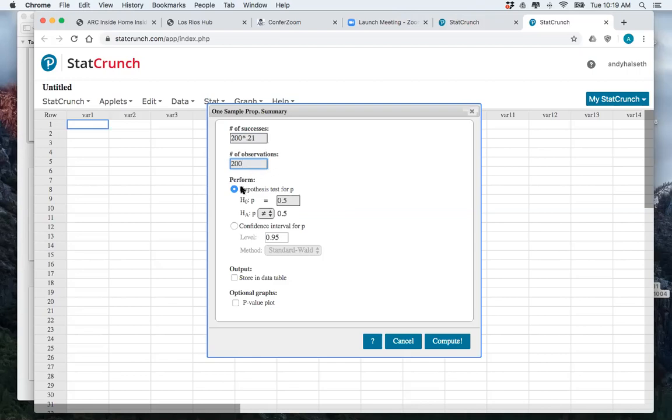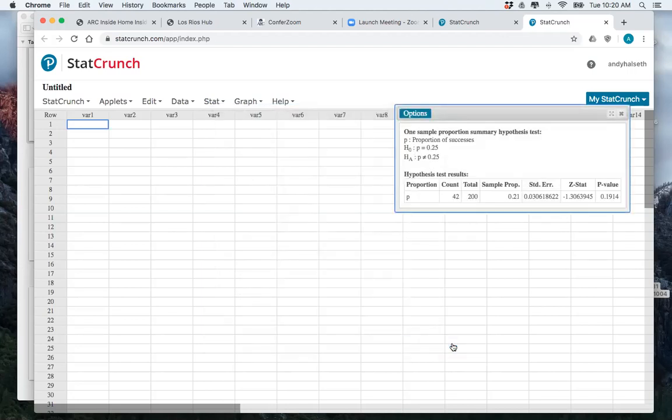Now, under hypothesis test, just put in the correct P, which was 0.25. It's a not equal by default, and that should work. So we got the same values, well, pretty close anyway. The Z-stat for sure, negative 1.31. P-value, a little different just because of rounding. This one is actually more accurate, okay?